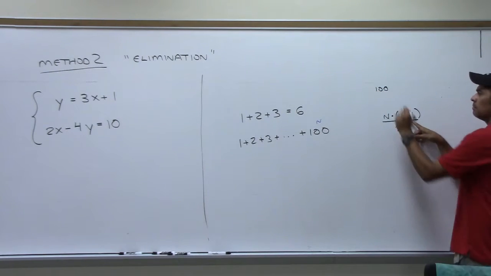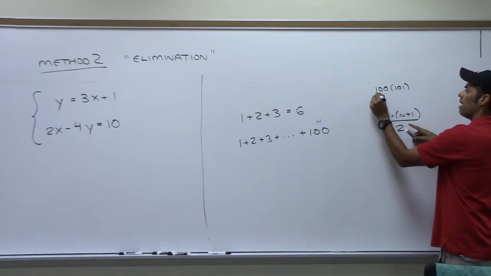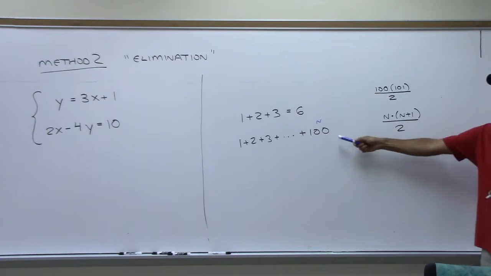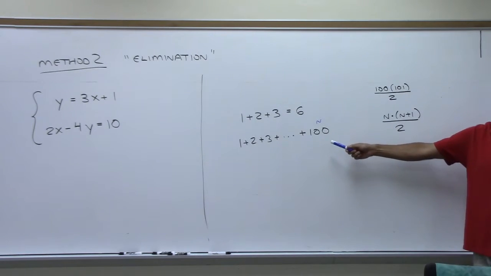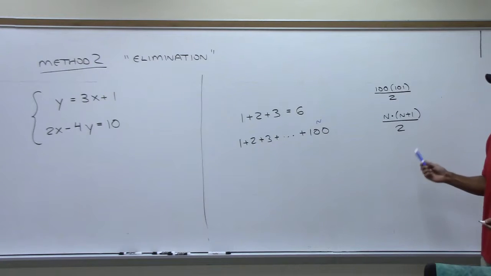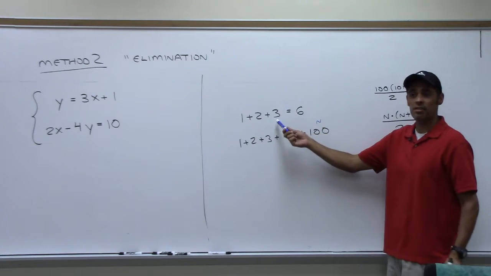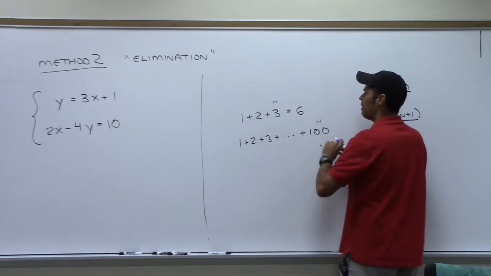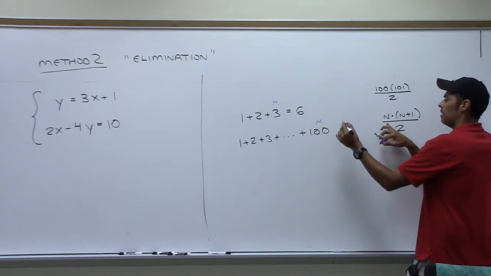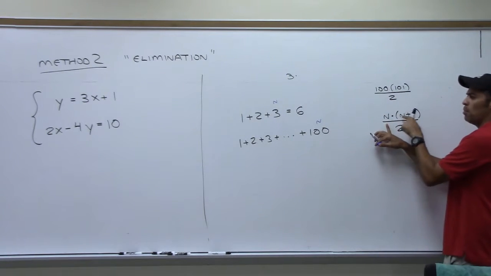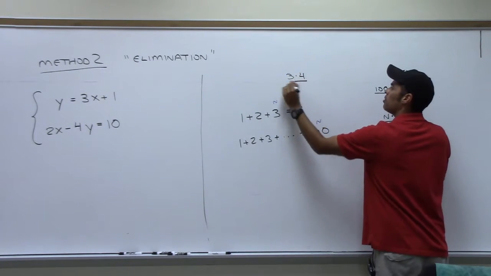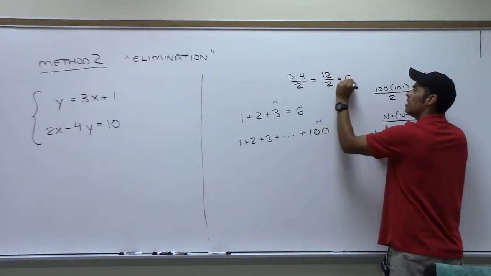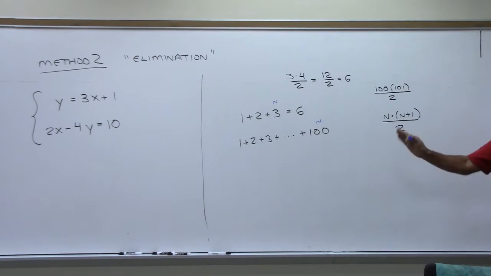What's 100 plus 1? 101. Somebody get their calculator out. Divide that by 2, then that'll be the answer to this. Someone's going to do that on the calculator for me in a second. But let's see if it works with this one. What would n be here? 3. Let's see if that formula works for 3. If I put 3 here, times, what's 3 plus 1? 4 over 2. 3 times 4 is 12 over 2, which is 6. So it works for the first one, right?